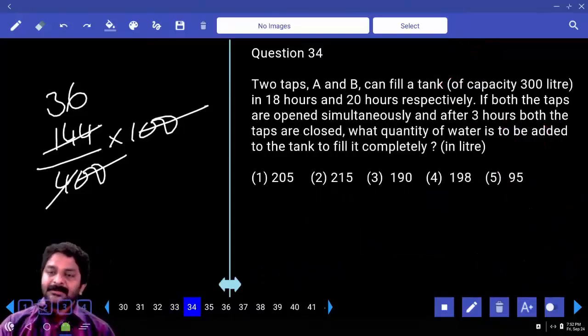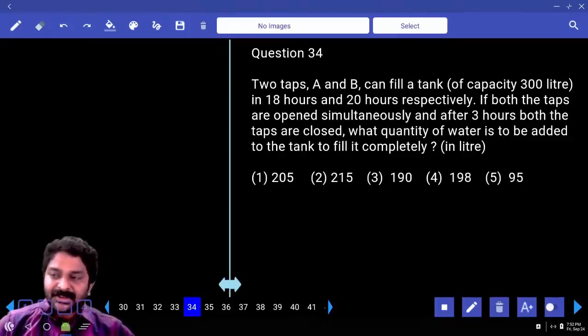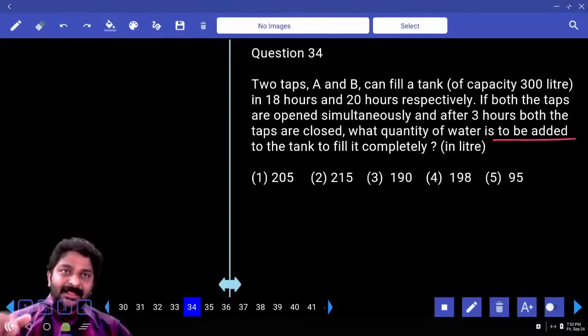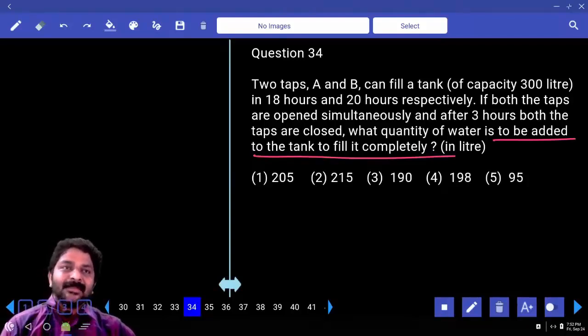Directly you can get the number. Two taps A and B can fill a tank in 18 hours and 20 hours respectively. If both the taps are opened simultaneously, after 3 hours both are closed. How much quantity of water is to be added? To be added meaning remaining, to the tank to fill it completely. Okay, so both the taps are open for how many hours?